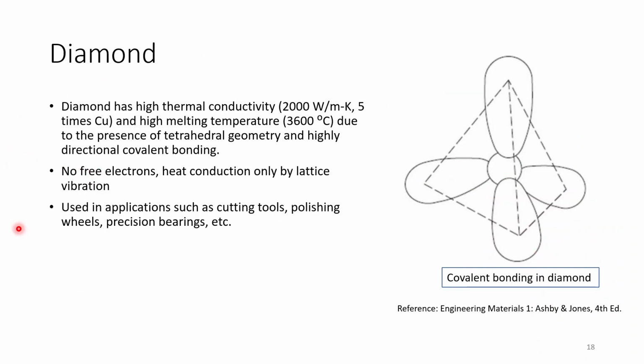Diamond has high thermal conductivity, 2000 watt per meter Kelvin, which is 5 times that of copper, and a high melting temperature of 3600 degrees Celsius, due to the presence of tetrahedral geometry and highly directional covalent bonding. It has no free electrons and heat conduction is only by lattice vibrations. It is used in applications such as cutting tools, polishing wheels, and precision bearings, etc. This is the structure of diamond.